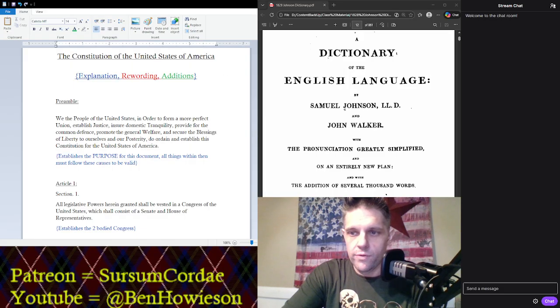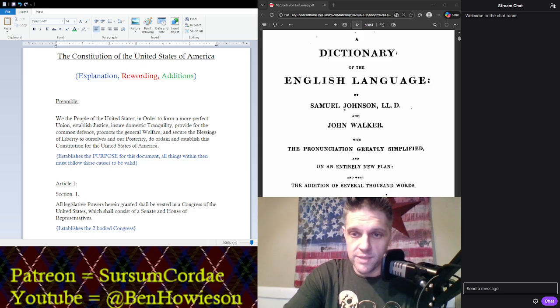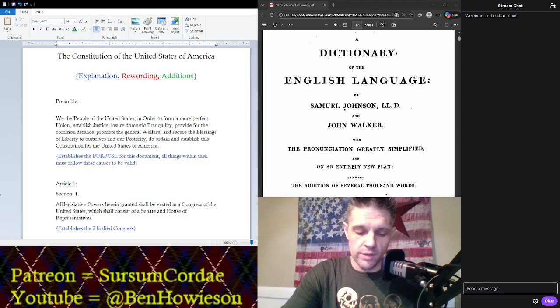Here we have the preamble, which more and more people are talking about now, which is good, because I don't think it gets enough attention, because this is the purpose of the document, as you can see in my notes here. Establishes the purpose of the document. All things within then must follow these causes to be valid. I think that's a pretty fair statement. So let's read it. We're going to read through first, and then we're going to cut it up little by little.